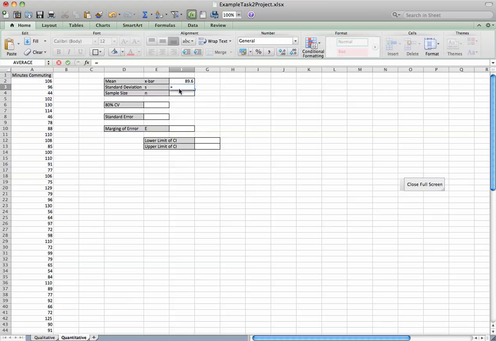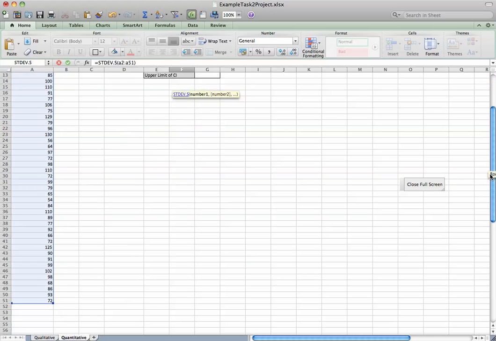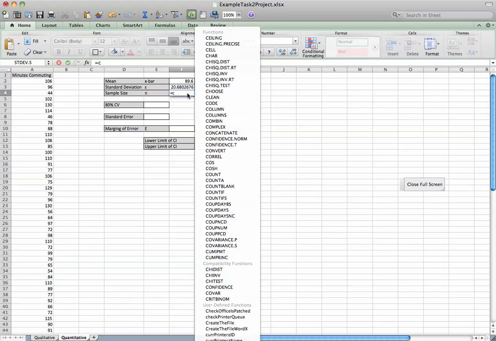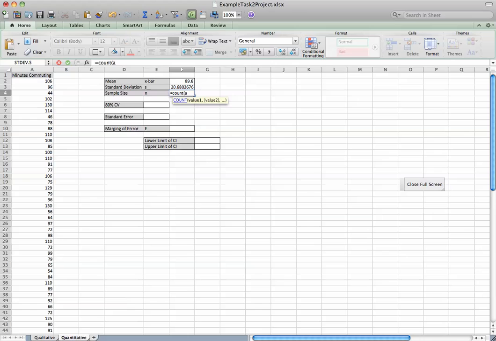That's x bar. Now I'm going to find the standard deviation of the sample. And this is again A2 through A51. And you'll see again that was all the data points there. There's my standard deviation and my sample size. I'm going to count all of these values in A2 through A51, and again showing you there they all are, and there is my count. Now, once I have all those values, the next thing I need is my critical value.